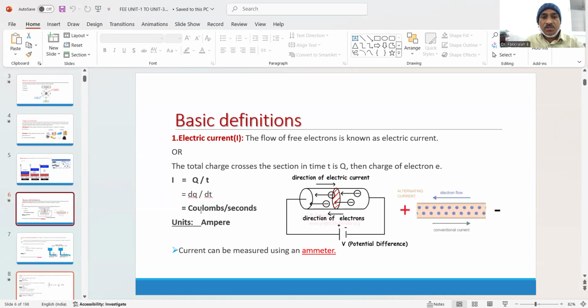Its unit becomes coulombs per second, or we can also call it ampere, amps, which is measured using an ammeter. Now you can see here how the current flow is taking place, which means how the displacement of the charge carriers is taking place in a conductor. Flow of charge carriers, or rate of flow of charge carriers, as you can see in the slide.